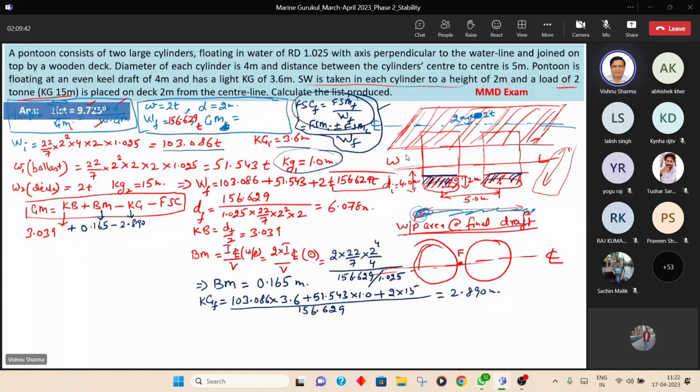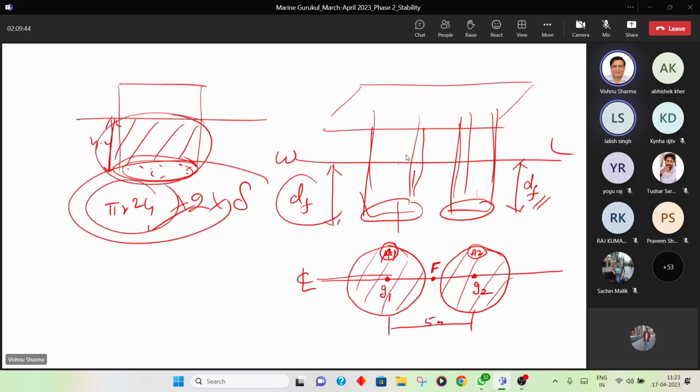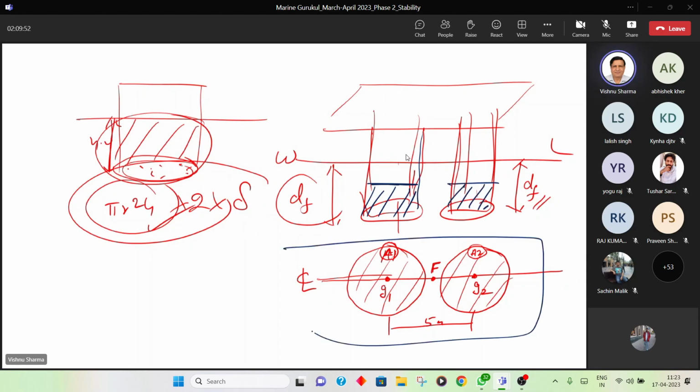I go to the same diagram again. We have water ballast up to 2 meters. So here is the water ballast. Here is the water ballast. Forget about this one. Don't look at this one anymore. Now I'm asking, what is the shape of a free surface? Now, this was water plane, guys. Don't confuse the two. Shape of free surface.